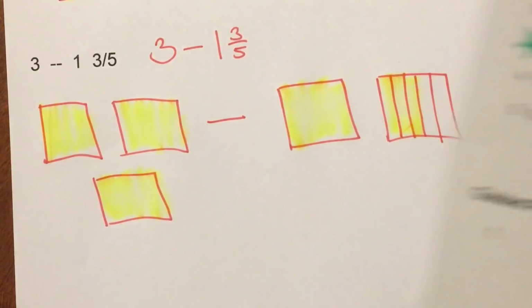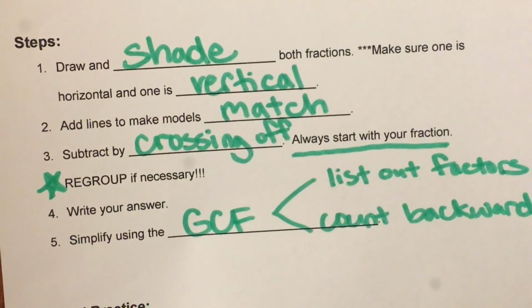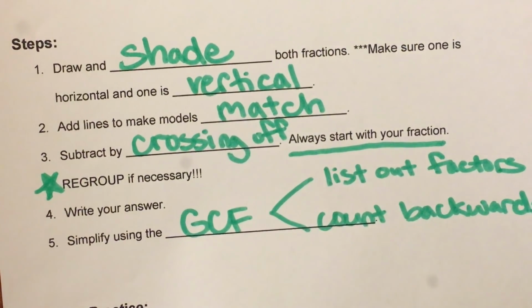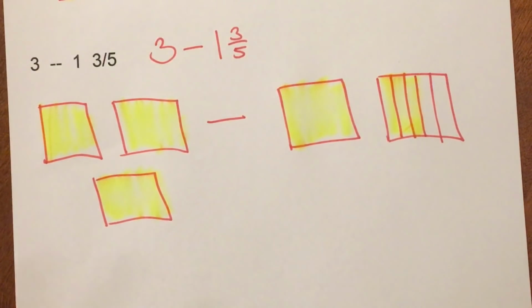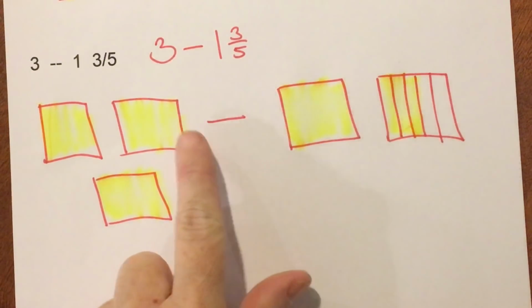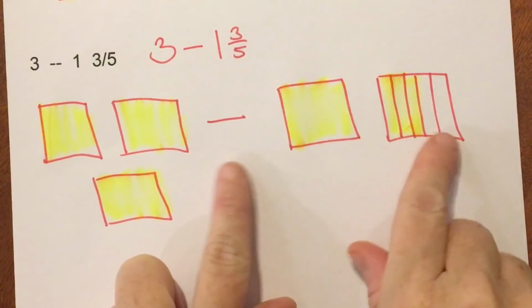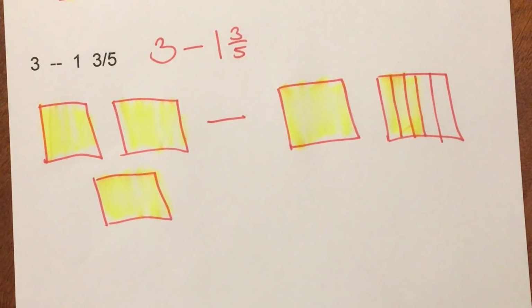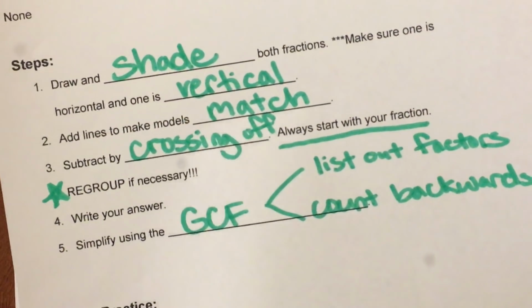This is a little bit weird now. Step 2 says add lines to make models match. Well, I really don't need to make them match because I only have wholes and then I have a fraction here but not a fraction here. So there's no fractions to make match. Okay, so now let's go on to step 3.